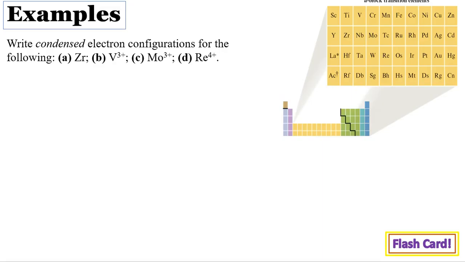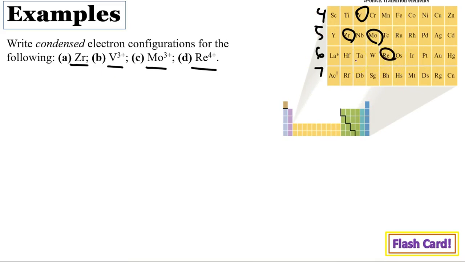Let's get to it. For these examples, the goal is just to write condensed electron configurations for the following. We have A, zirconium, we have V3+, we have Mo3+, and we have Re4+. The first thing I want to do is just locate these in the periodic table. I have my zirconium here. I have my vanadium here. Of course, this is going to be period 4, 5, 6, 7. Just so that you can remember what this little periodic table is telling us. Let's go ahead and find the other ones. Vanadium, and then Re.